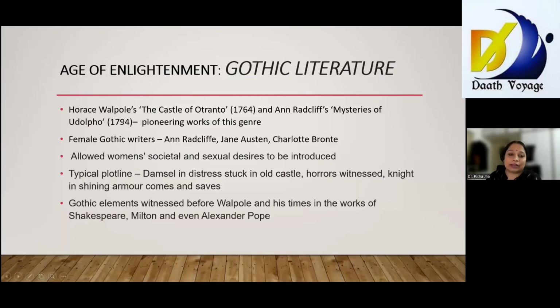So from the castles, dungeons, forests, and hidden passages of the Gothic novel emerged the female Gothic. There is a proper genre that is dedicated to the female writers of this genre. They're known as the female Gothic. So guided by the works of authors like Anne Radcliffe, Jane Austen, Mary Shelley, and Charlotte Brontë, the female Gothic allowed women's societal and sexual desires to be introduced through this literature.